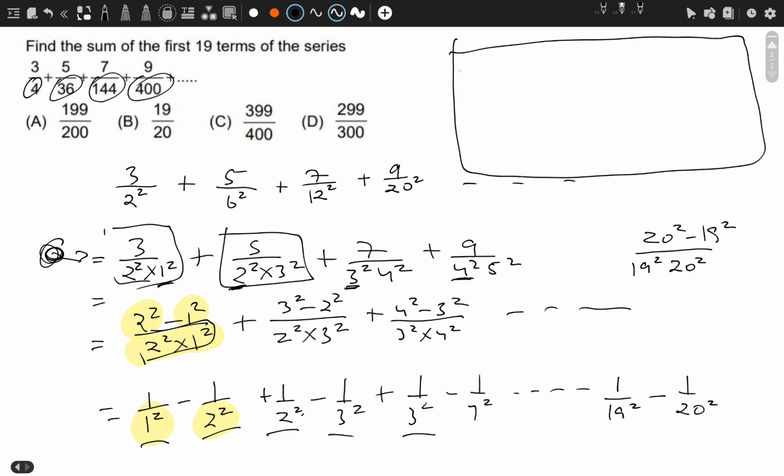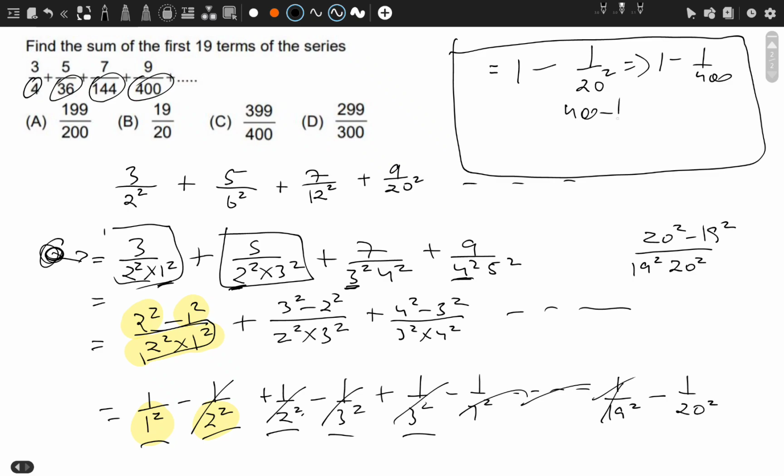Now let me do the workings here. All the other terms will get cancelled out, and similarly 1 by 19 square is also going to get cancelled out. What we will be left with is 1 divided by 1 square, which is 1, minus 1 divided by 20 square. So this is 1 minus 1 by 400, which is 400 minus 1 by 400, or 399 divided by 400. Therefore the answer is option C.